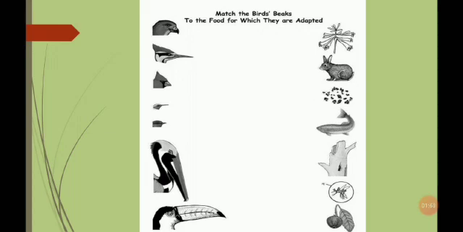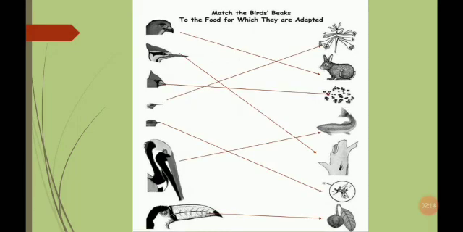Next, spear type that is adapted for fishing. And after that, last, fruit eating. With the help of this beak, the birds can easily eat fruits. Here you can see the answer.